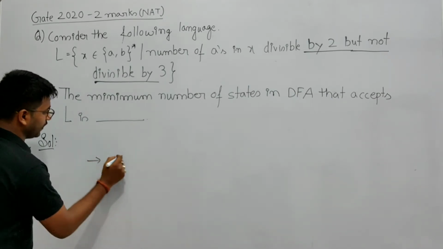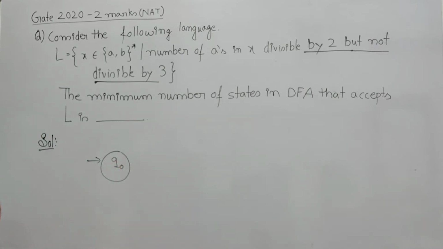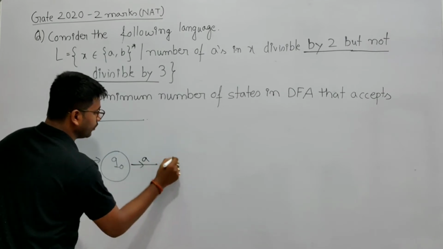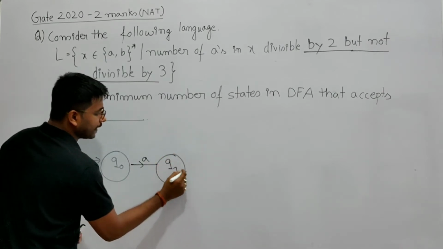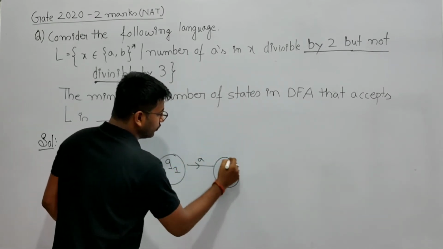So the initial state is Q0. Then on getting a, we go to another state, Q1. This is saying remainder 1, and this is saying remainder 0. Now on getting another a, we go to Q2.